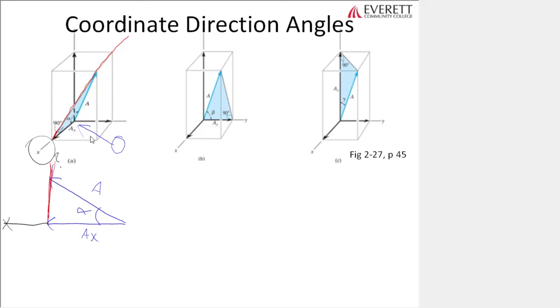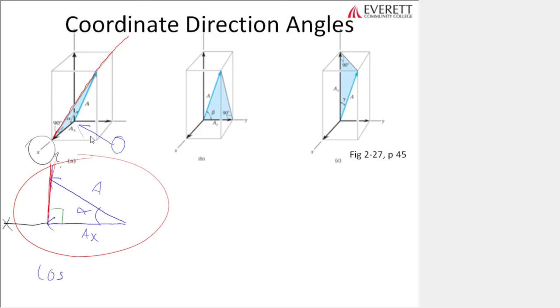Now, coordinate direction angles are easy if I drew them on this plane, right? Can you give me an equation that would relate these three? The way I drew this is a 90-degree angle. Can you see the 90-degree angle up here? It's even labeled. This is a 90-degree angle right here. It doesn't look like it because you're not looking at it directly. So now that we know that's a 90-degree angle, what's the relationship between A, Ax, and alpha?